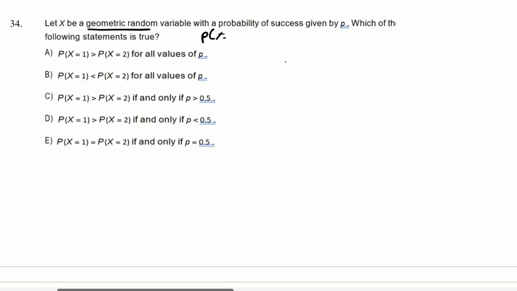Okay, so let me do that here real quick. For P of big X equal to little x, the formula is 1 minus p to the n minus x power times p. Or to the n minus 1. Sorry about that. Oops, not that, sorry. It's x minus 1. Okay, let me write that out. So 1 minus p to the x minus 1 power, and then times p.